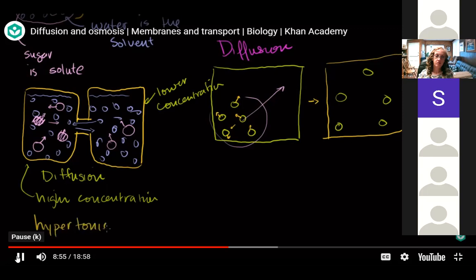Hypertonic solution. Hyper, in general, means having a lot of something, too much of something. And this lower concentration is hypotonic solution, lower concentration. You might have heard one of your relatives, if they haven't had a meal in a while, say, I'm hypoglycemic.